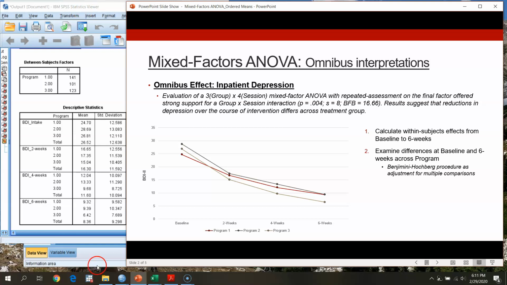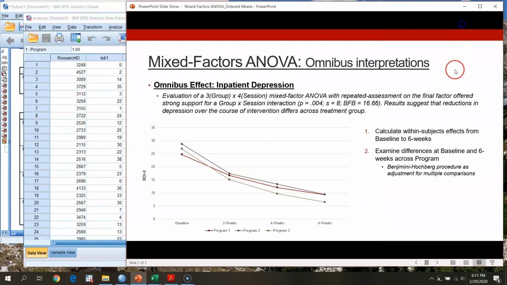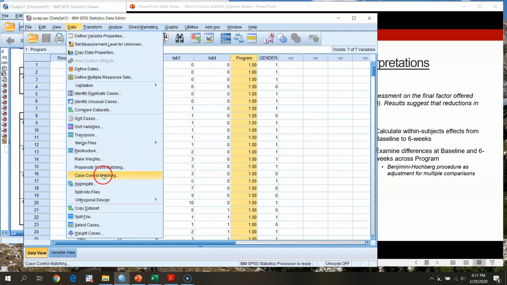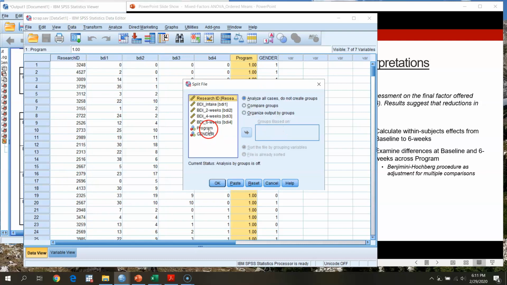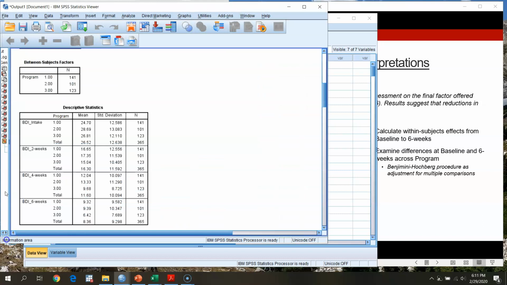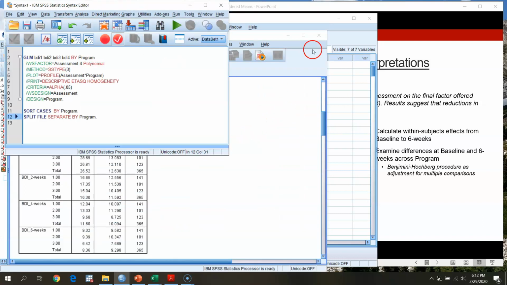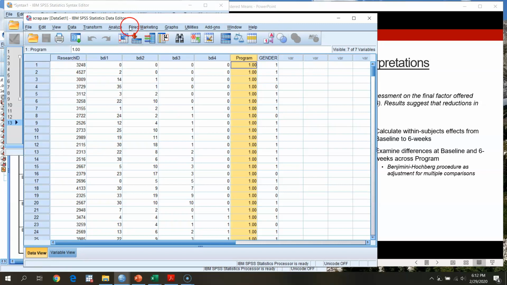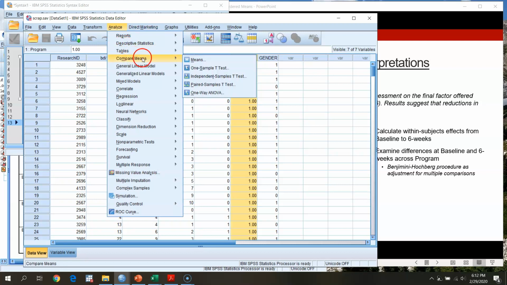Okay, so let's go back to our data. Our first thing we want to do is look at within subjects effects from baseline to 6 weeks within each treatment. Okay. So what we're going to do is go to data, excuse me, Split File, and we're going to organize groups by program. Okay, so what this is going to do, when we hit paste, I pull up my syntax file here. What this is going to give me is, for anything that I do with this split file on, it's going to run it separately within each program.